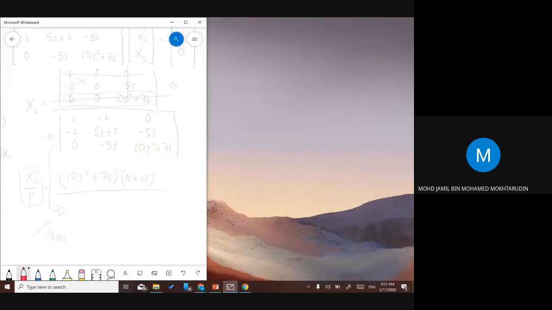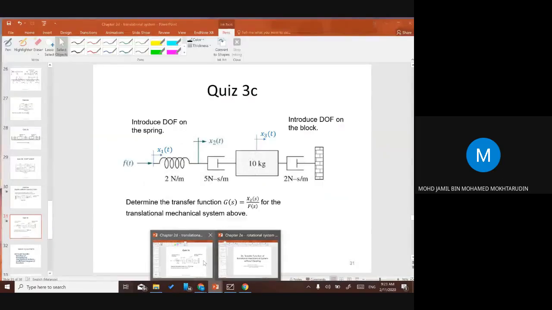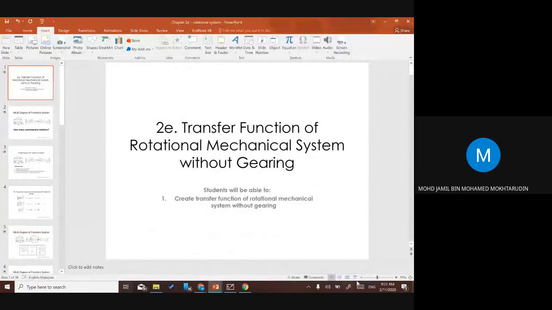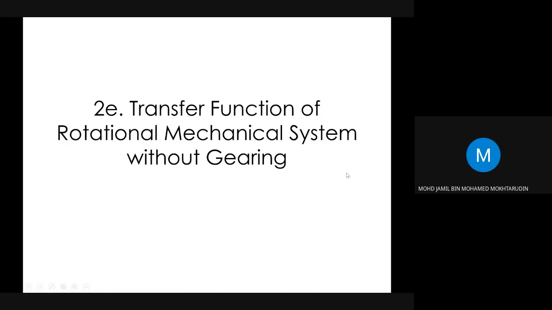Okay, so let's go to lecture 4. Lecture 4, mana? Okay, so lecture week three, lecture 2E is about transfer function of rotational mechanical system without gearing. Okay, so later in lecture 2F, we will have a rotational system with gears. So with gears are usually coming out in exam. Without gears is just for foundation. Okay, so kita tengok macam mana nak buat untuk without gears. So students will be able to create transfer function of rotational mechanical system without gearing.